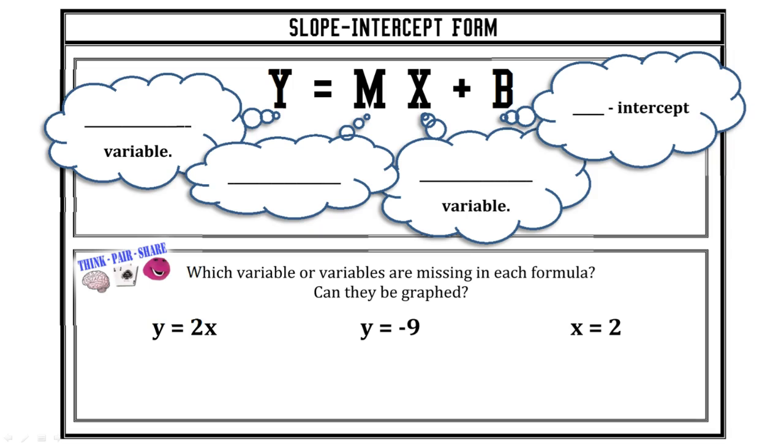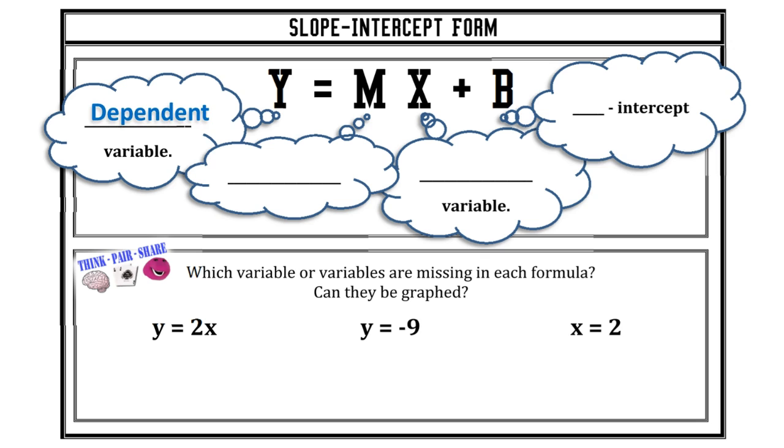Although all lines that are plotted using slope-intercept form follow the format of y equals mx plus b, some look a little different depending on their slope or y-intercept. Slope-intercept form is represented by y equals mx plus b. Y and x remain variables where m and b represent specific values.